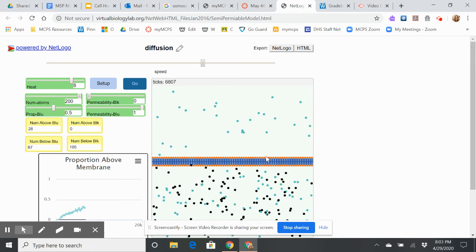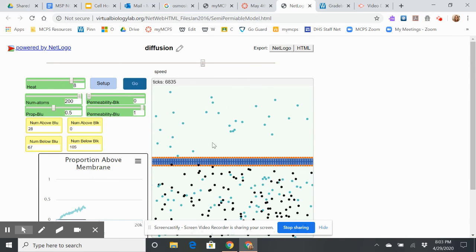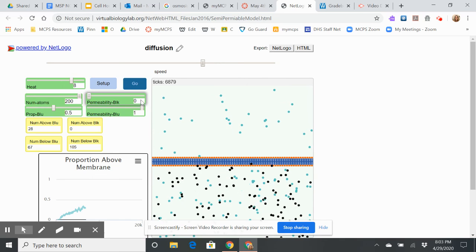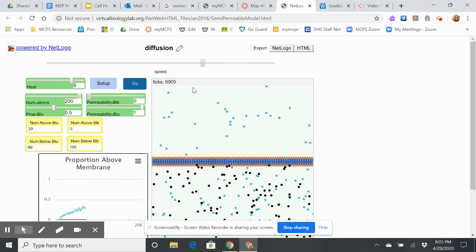I would like for you to play with this simulation and see how it changes when you change these values. You can move these up and down and just see how it works.